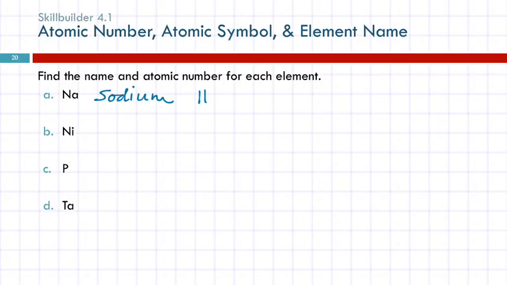How about Ni? Nickel. We find nickel on here as element number 28. It has 28 protons in its nucleus. How about P? Phosphorus. Do your best spelling these correctly. Phosphorus, 15.